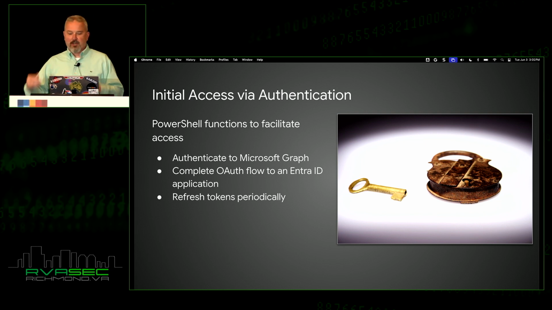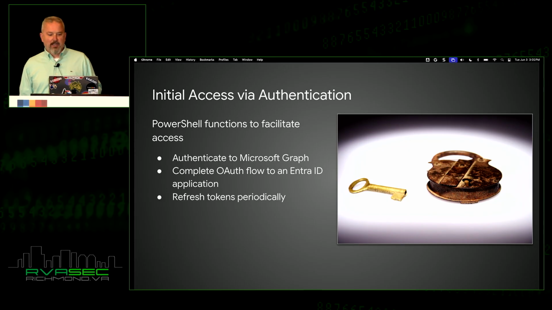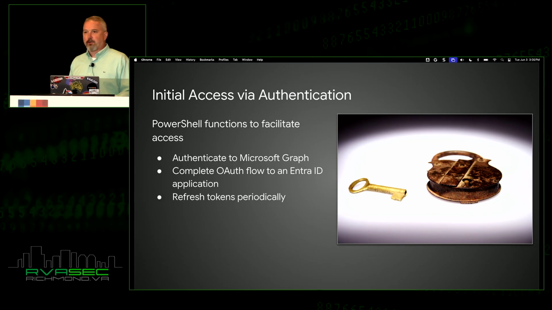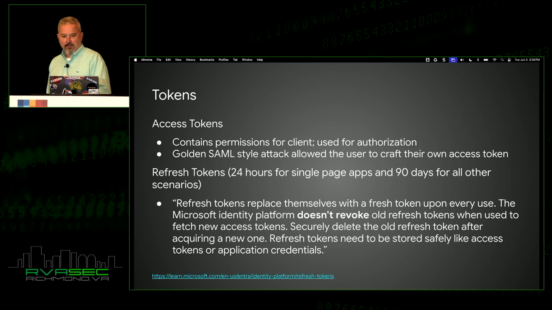So there's that challenge. There is a PowerShell function to help facilitate this access. There's other ways of getting into the graph itself. I was sitting in a talk a few months ago where a guy from the Microsoft Red team was talking about problems of tokens and token reuse, and we'll talk a little bit about some of that. But clearly, there's lots of different ways to get into this. You have to authenticate to the graph. Another thing you can do is create an OAuth flow into an Entra ID application. You can also refresh tokens periodically. So those are a couple of the modules that are there.